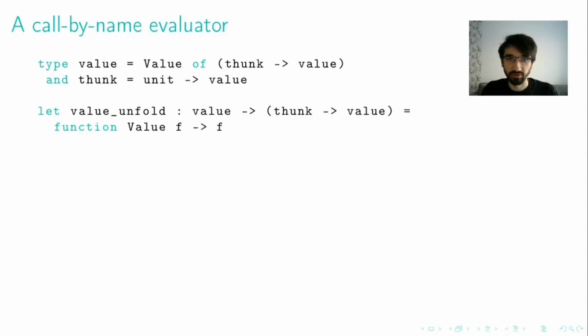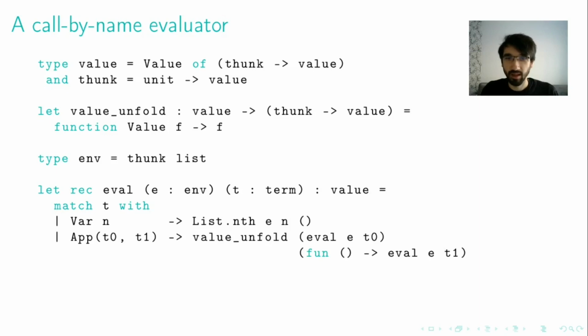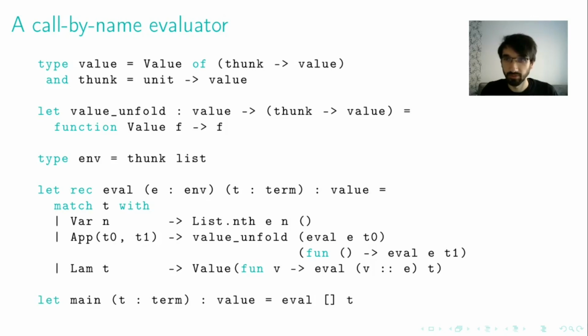Here we have an auxiliary function unwrapping a value to behave just as a function, and an auxiliary data type of environment, which is just a list of thunks. And to evaluate a term in a given environment, we pattern match on the term, and if it's a variable, we take again the appropriate entry from the environment. If it's an application, we evaluate the left-hand side and apply it to a thunk evaluating the right-hand side. And if it's a lambda abstraction, we return a value wrapping a function which evaluates its body in the extended environment. But if the term is closed, we can evaluate it in the empty environment.